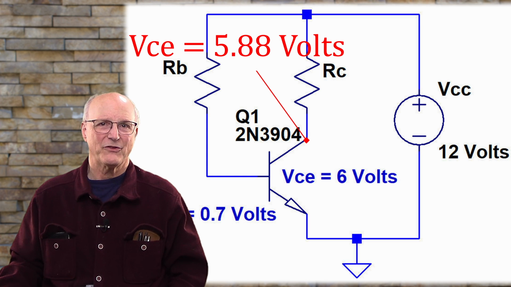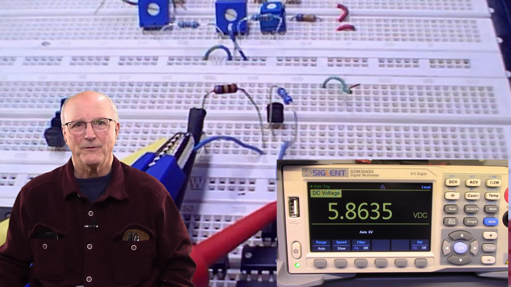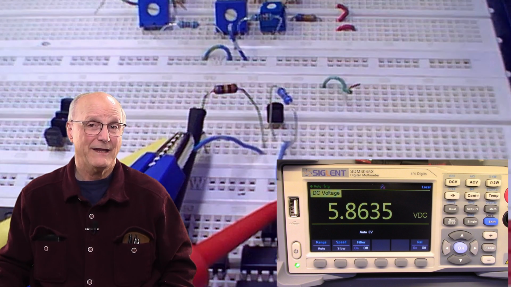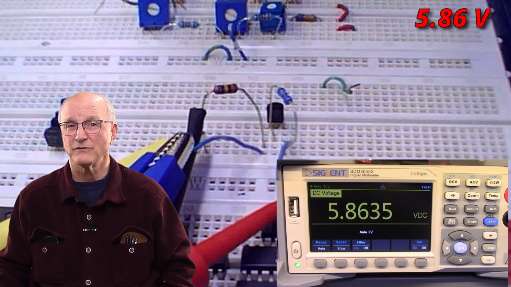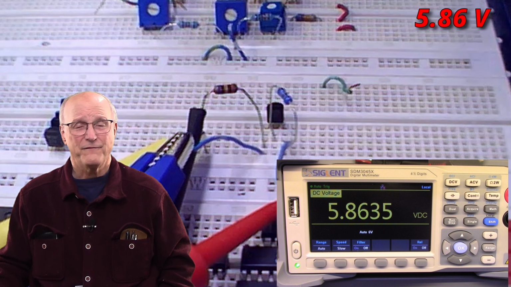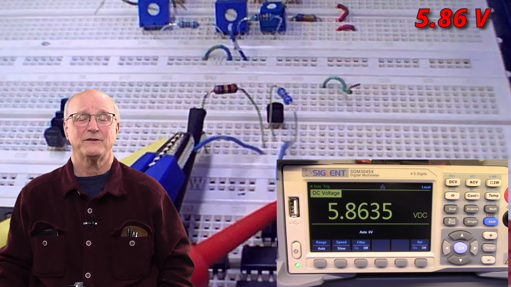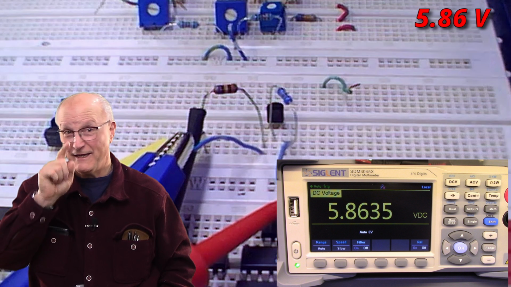Now, let's go to the bench and see what we're actually reading. So, here's my little setup. Notice the voltage between the collector and the emitter is 5.86 volts. We were expecting 5.88 volts. Not too shabby. But reality hits.